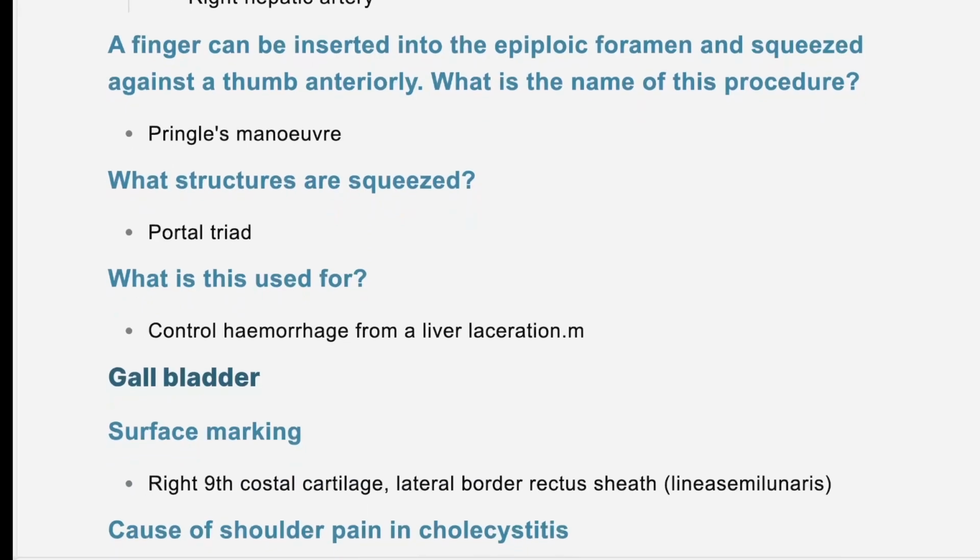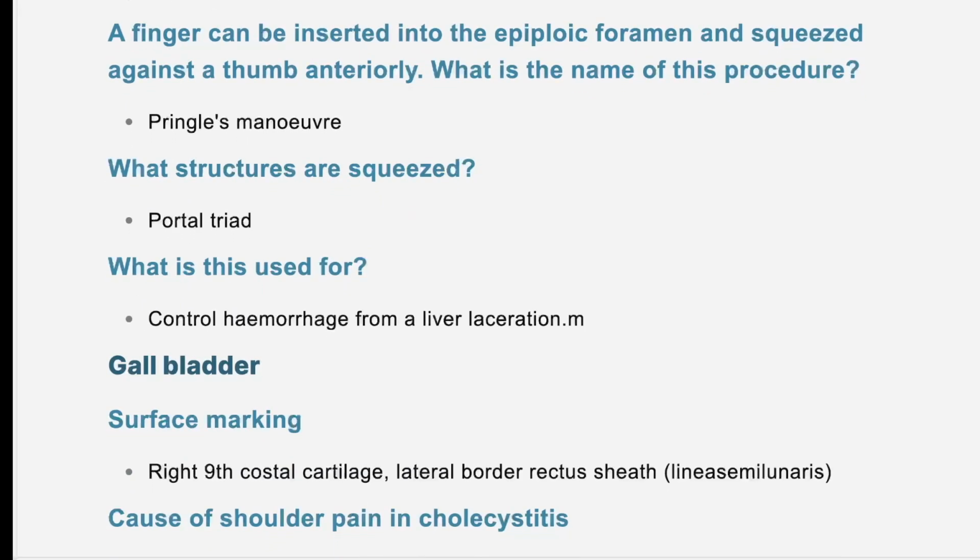What are the causes of shoulder pain in cholecystitis? Basically, acute cholecystitis leads to irritation of the central part of the diaphragm, and the sensation of the central part of the diaphragm is conveyed through the phrenic nerve, which has the origin of C3, 4, 5. The supraclavicular nerve has the same origin as well, so that's why the pain will be radiated to the shoulder.